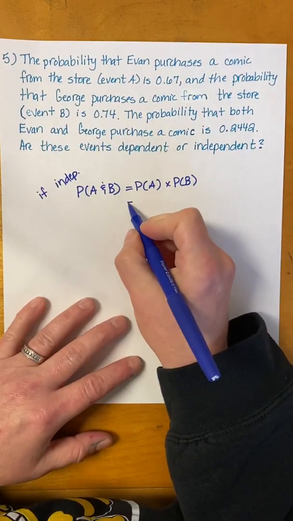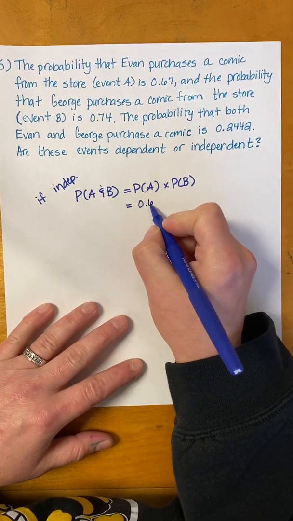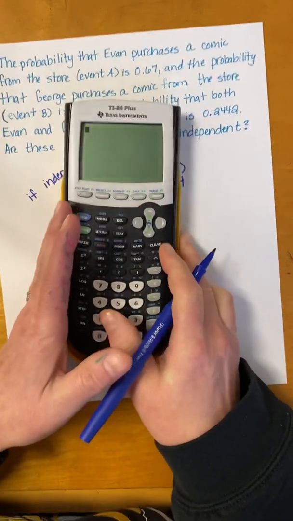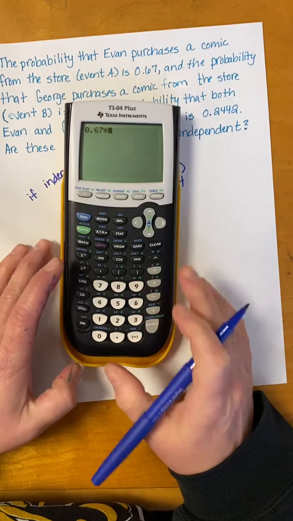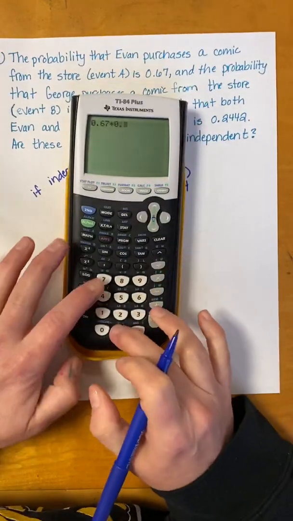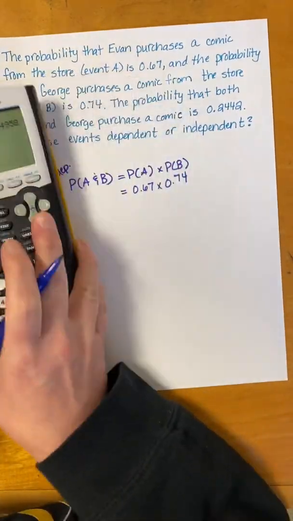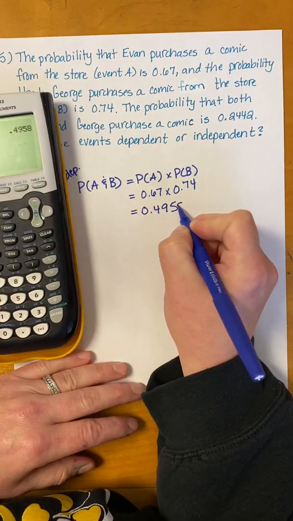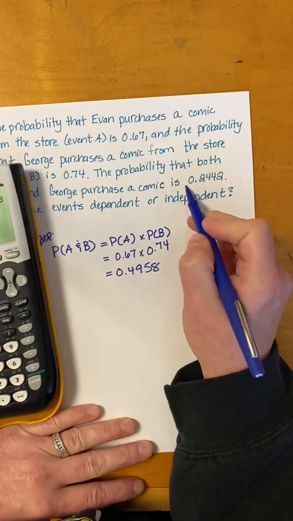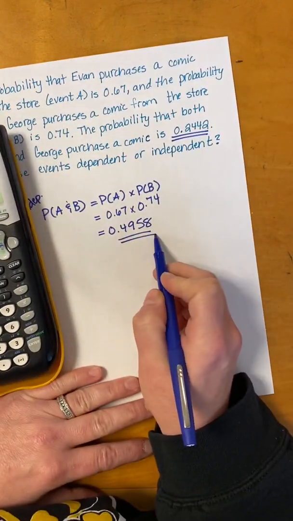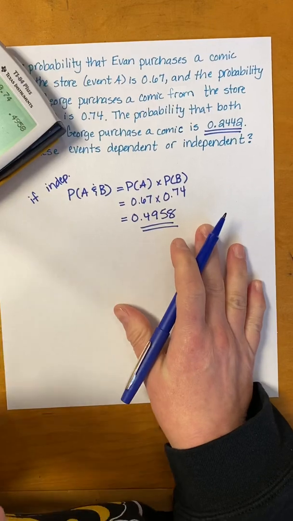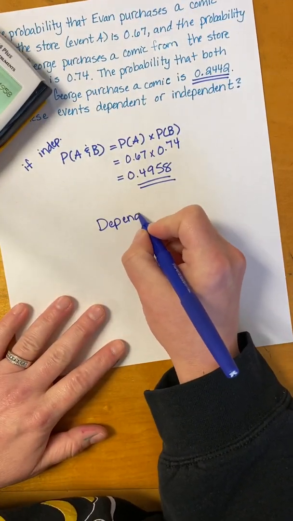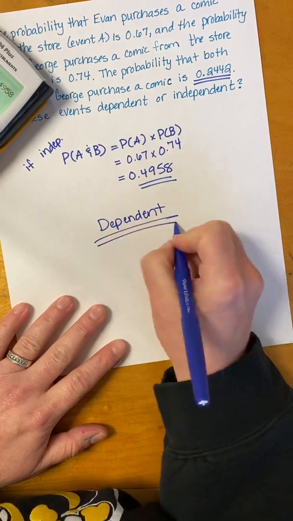So that would be 0.67 times 0.74. Again, the handy dandy calculator, 0.67 times 0.74. And that gives me 0.4958, which is not what this number is. They are different. So is it independent? No, it's not. It's got to be dependent by process of elimination.